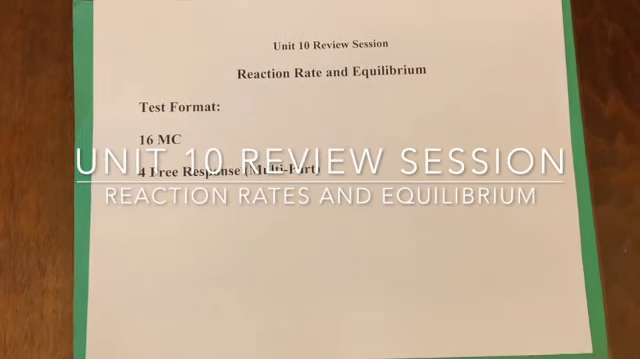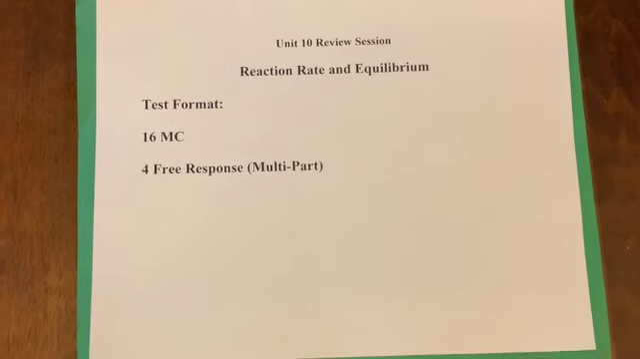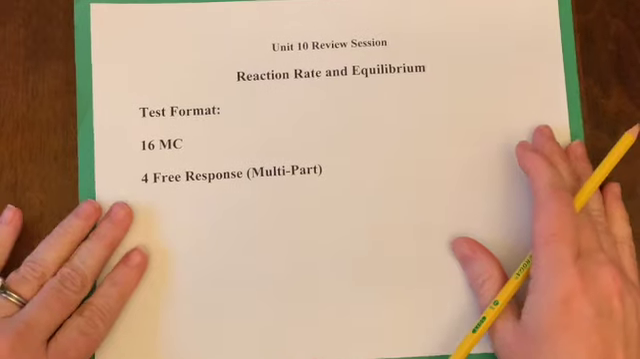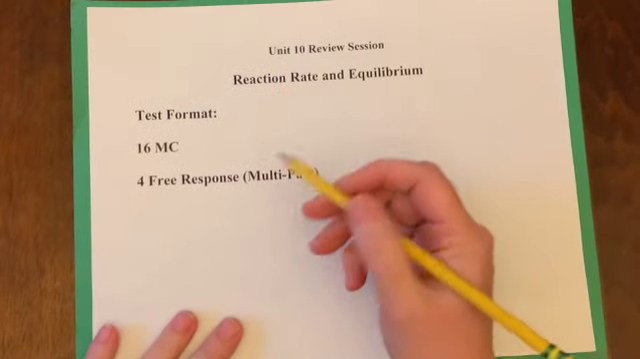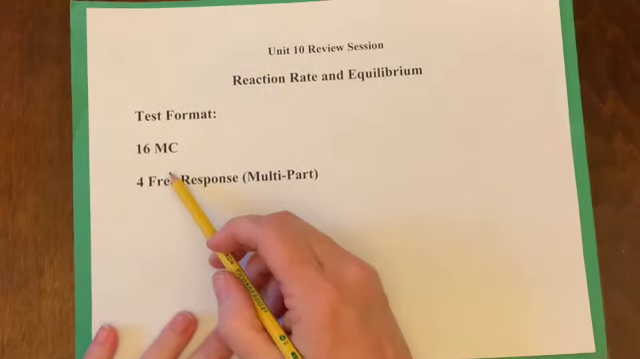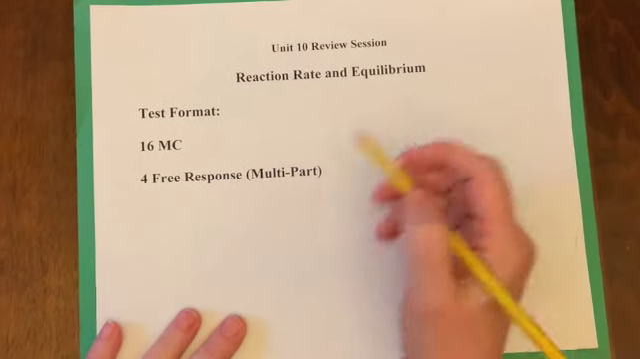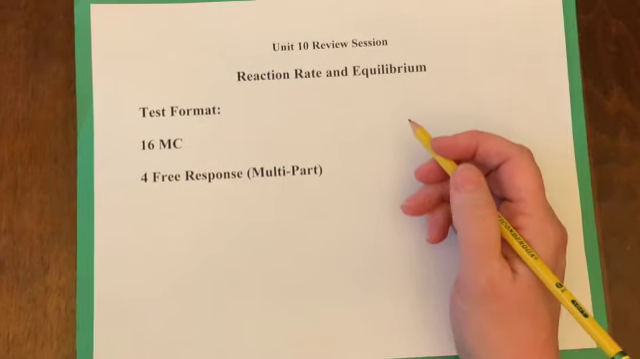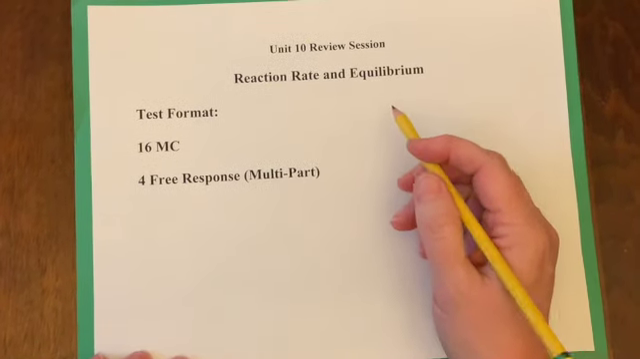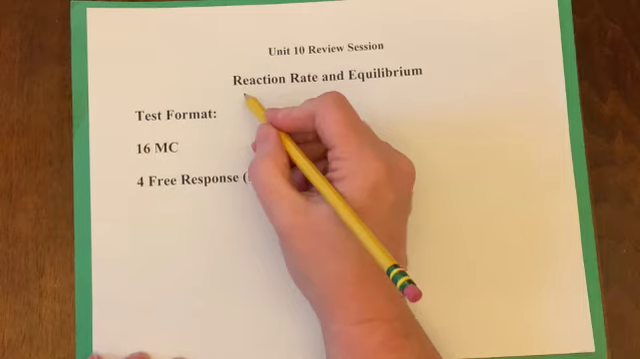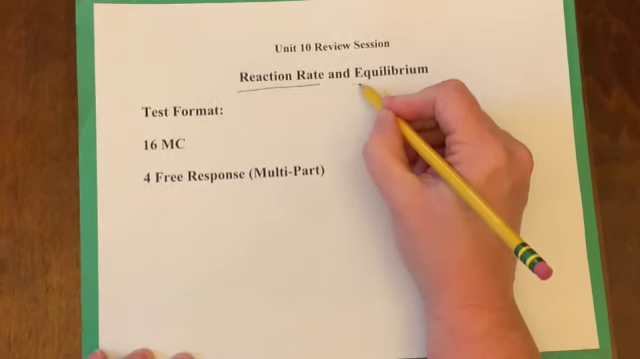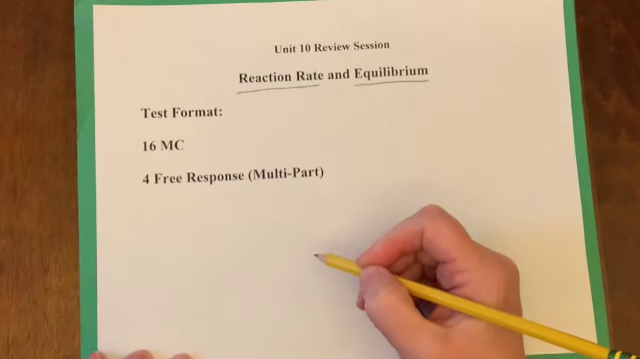Everybody, and welcome to the Unit 10 review session. Our Unit 10 is on reaction rates and equilibrium. The format of your test will be 16 multiple choice questions, and you will have 4 free response. The free response will be multi-part, so there'll be an A, B, C, all of that type of information. So this unit was really broken up into 2 parts. We first talked about reaction rates, then we went into equilibrium.